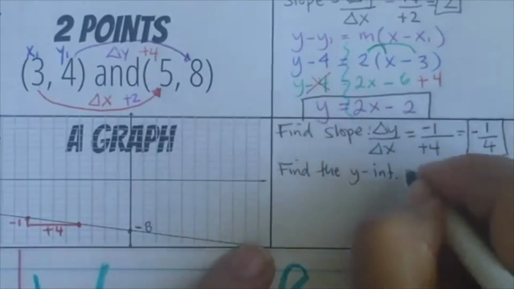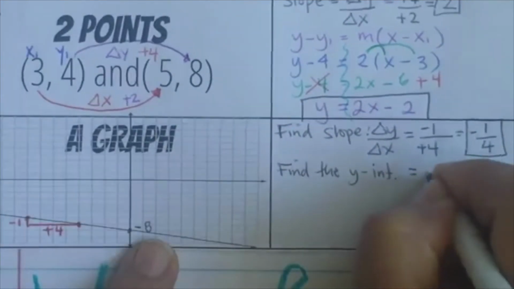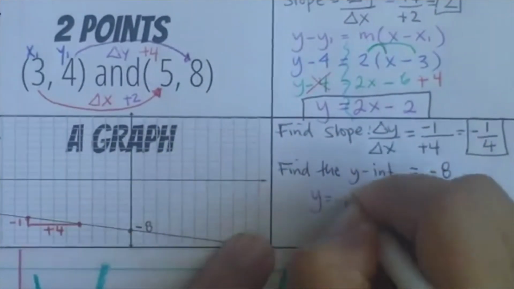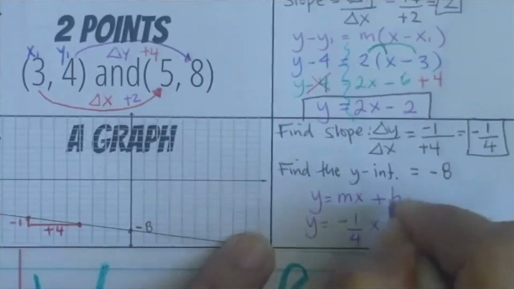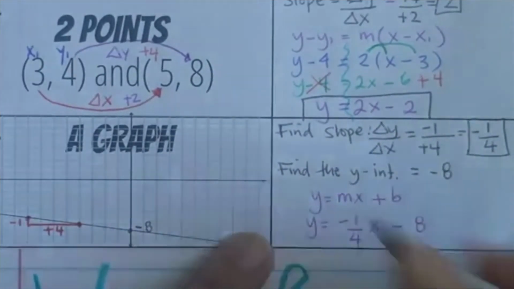So find the y-intercept, which is negative 8. And then write the equation. Y equals mx plus b. Y equals the slope, which is negative 1 over 4 x minus 8.